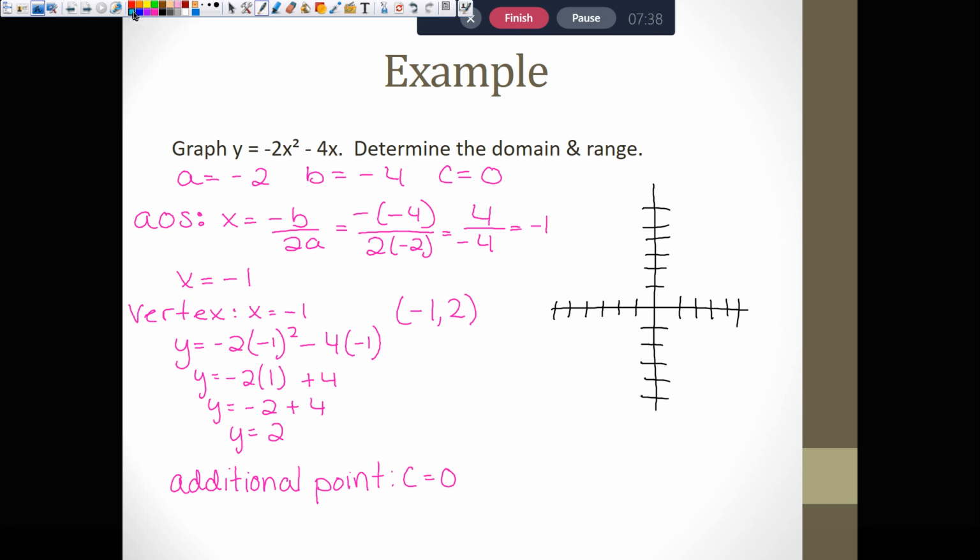Okay, so my axis of symmetry is at -1. My vertex is at -1, 2. And my additional point is 0. So that is 2 below, 1 over, so 2 below, 1 over. Near that point over, and we graph it.